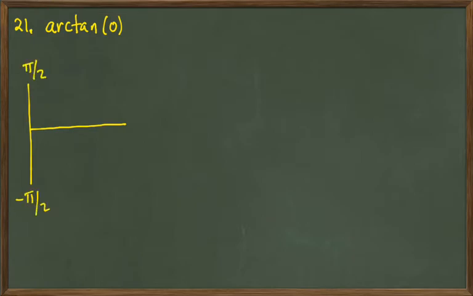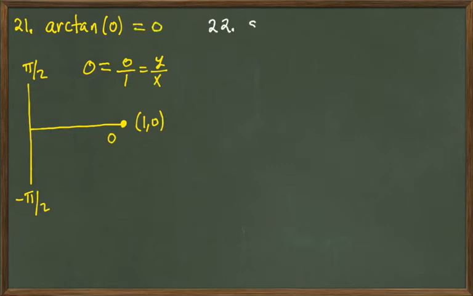All right, so what do we got going on here? We got the arctan of 0. Okay, so between negative pi over 2 and pi over 2, 0 is the same thing as 0 over 1. That's your y over x. That happens at 1, 0. So the arctan of 0 is 0.